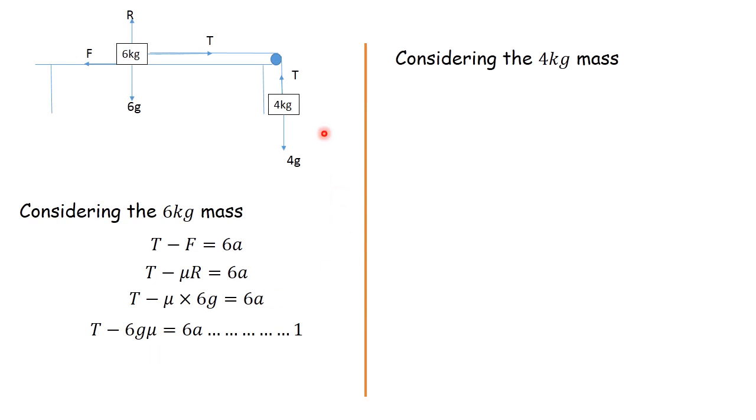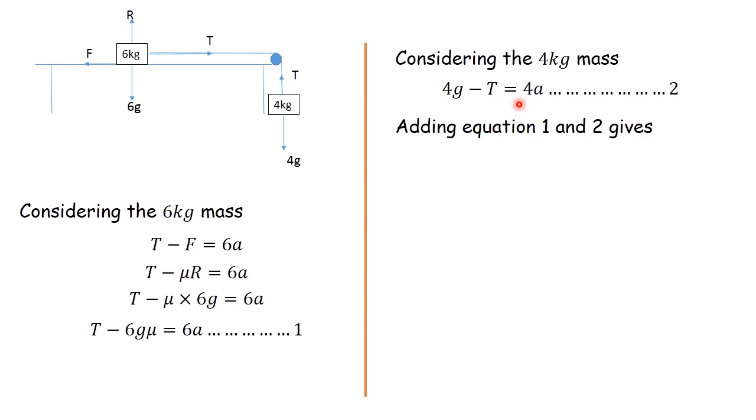Then we go and consider the 4 kilogram mass. Our resultant force will be 4g minus T, and that will be equal to 4a, still according to Newton's second law of motion. So we can add equations 1 and 2, since we have a negative T and a positive T. When we add, the T's will disappear, and then we shall have T minus 6g mu plus 4g minus T is equal to 6a plus 4a.